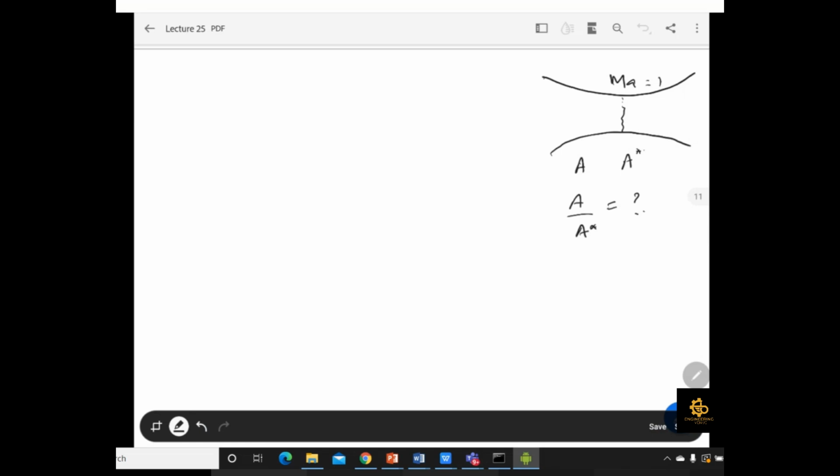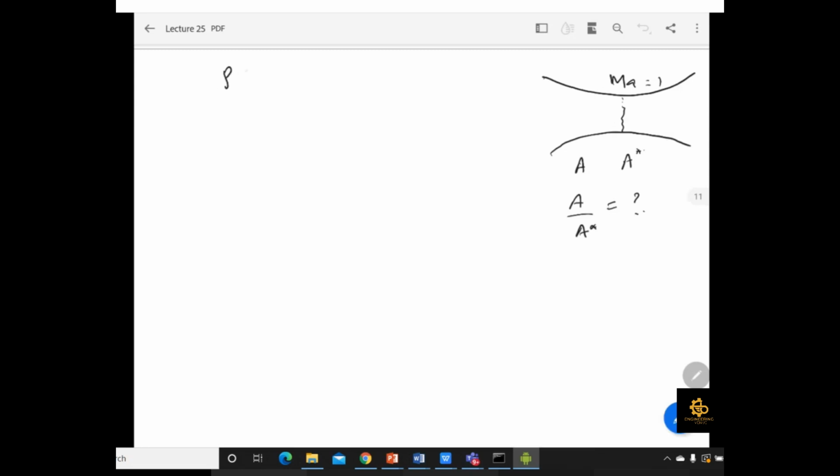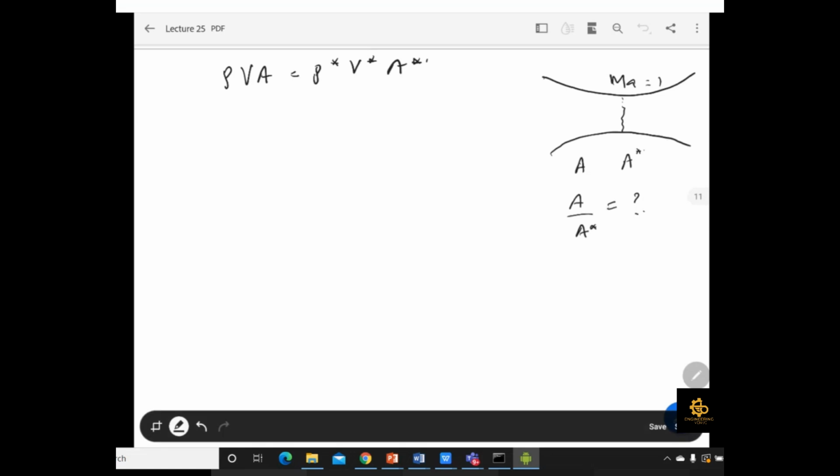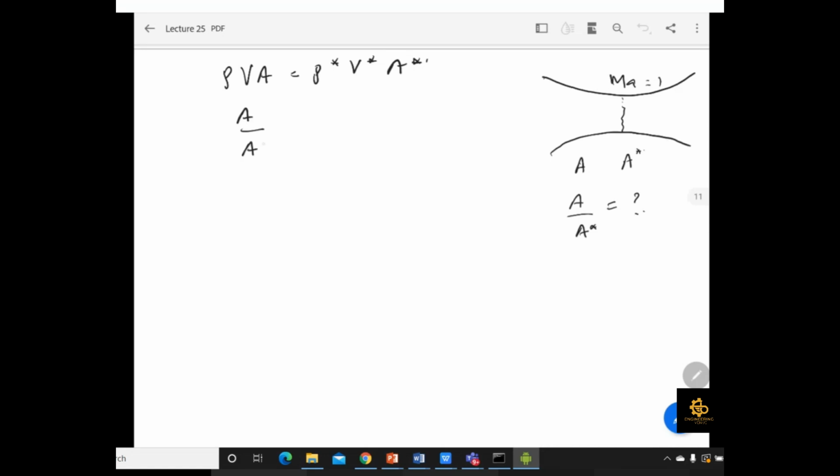We can simply apply the mass flow rate balance. Because this is a steady flow, the mass flow rate is equal, so rho V A is equal to rho star V star A star. Here rho V A is at any point, and star is at the critical point, which is at the throat, where Mach number is equal to 1. From here we can say that A by A star is equal to rho star divided by rho multiplied by V star divided by V.